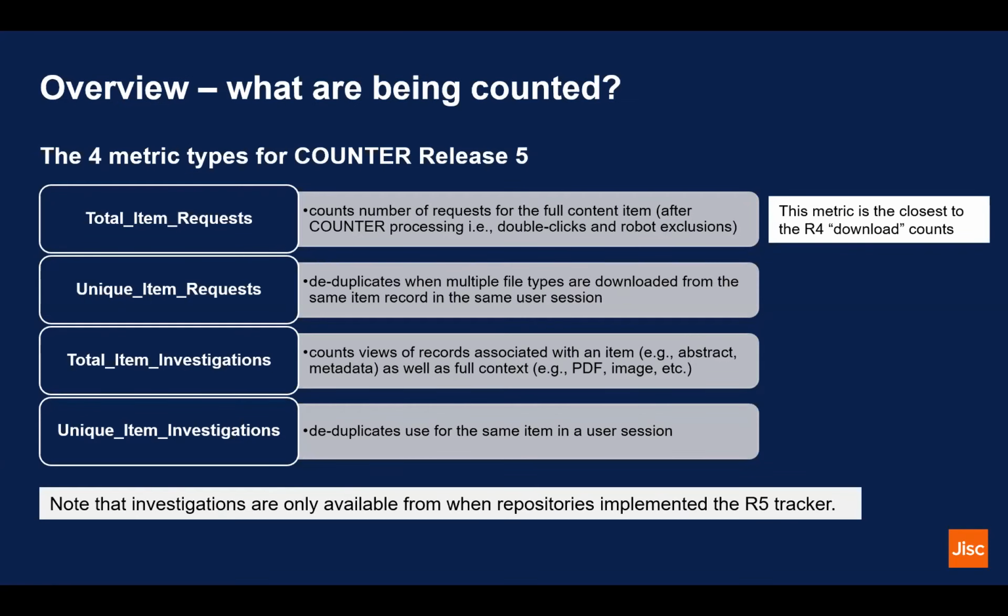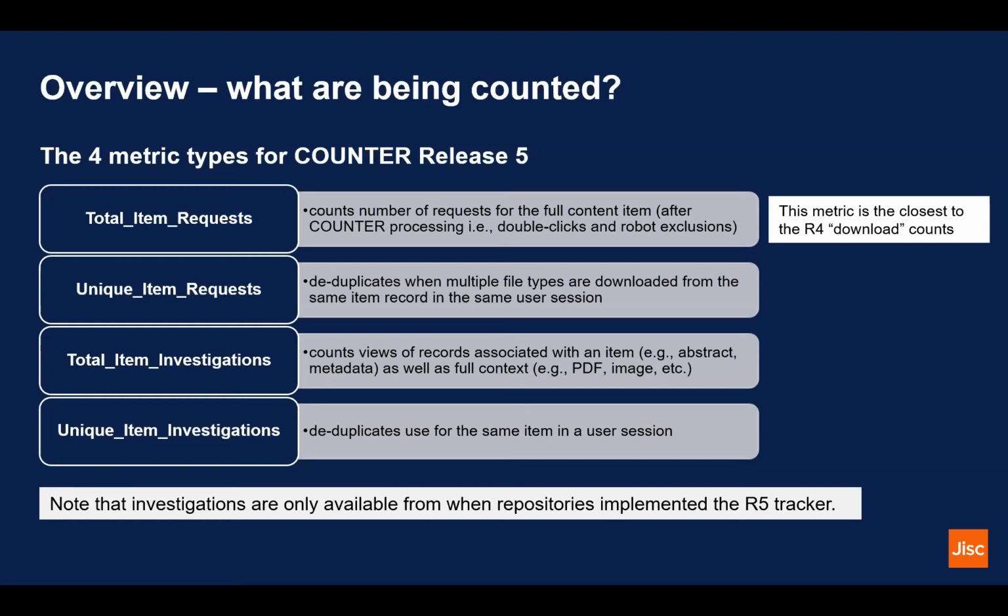Just before I go into the demonstration, I wanted to mention the metric types and what data are being counted. There are 4 metric types in COUNTER R5 that are relevant to IRUS. So there's the total item requests. This counts the number of requests for the full content of an item. This metric is the closest equivalent to what was counted in IRUS R4 as successful download requests.